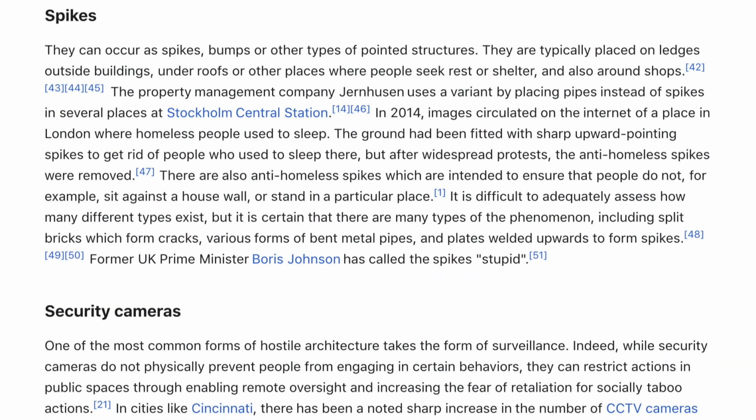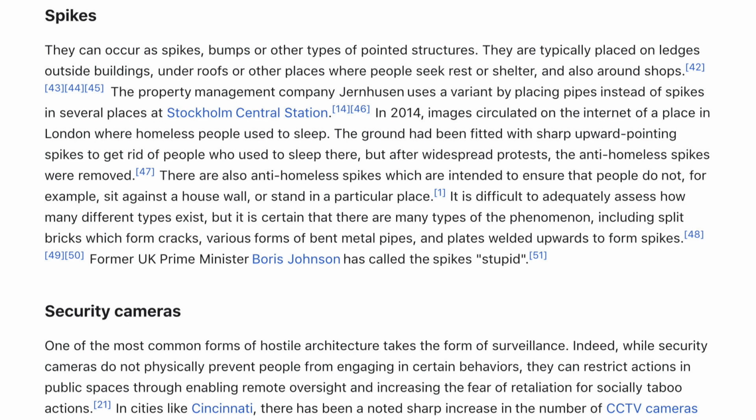Spikes. They can occur as spikes, bumps, or other types of pointed structures. They are typically placed on ledges outside buildings, under roofs, or other places where people seek rest or shelter, and also around shops. The property management company Jernhusen uses a variant by placing pipes instead of spikes at several places at Stockholm Central Station. In 2014, images circulated on the internet of a place in London where homeless people used to sleep. The ground has been fitted with sharp, upward-pointing spikes to get rid of people who used to sleep there, but after widespread protests, the anti-homeless spikes were removed.